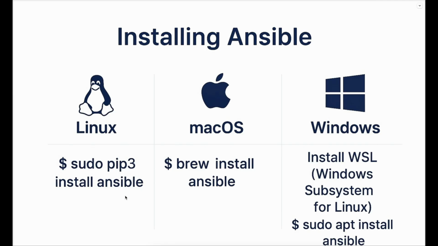Alternatively, if you are using a distribution like Ubuntu or Debian, you can also use the built-in package manager. Both work fine. Next, on macOS, installation is even simpler. You can use Homebrew, which is a popular package manager for Mac. The command is brew install ansible. This will automatically take care of dependencies and install the latest version available for your system.